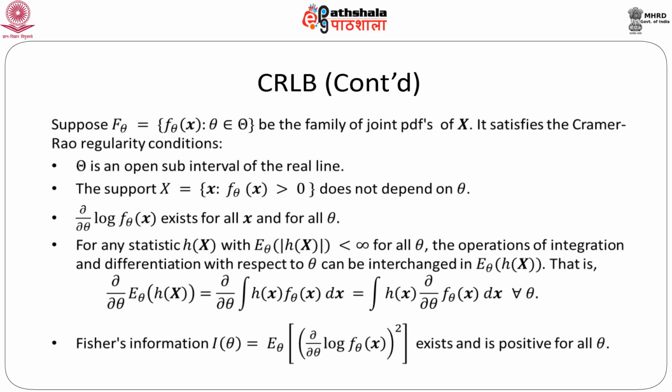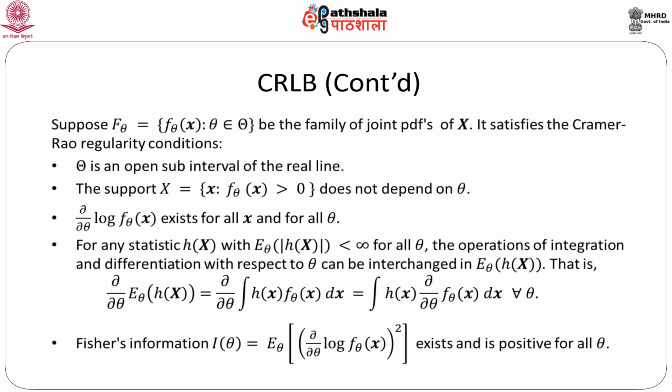Suppose F_theta is the family of joint PDFs of the vector x. It satisfies the Cramer-Rao regularity conditions which are given below. Number 1, Theta is an open subinterval of the real line. Number 2, the support X, which is the set of all x vectors for which f_theta(x) is greater than 0, does not depend on theta. Number 3, del by del theta log f_theta(x) exists for all x and for all theta. Number 4, for any statistic h(x) with expectation of h(x) finite for all theta, the operations of integration and differentiation with respect to theta can be interchanged in the expectation of h(x).